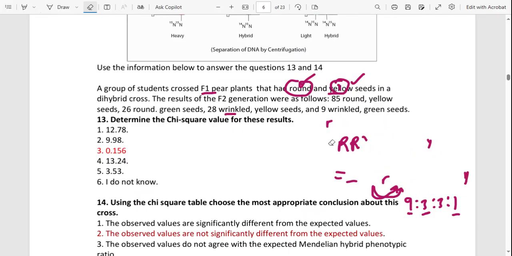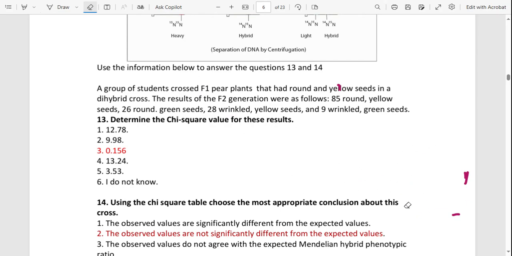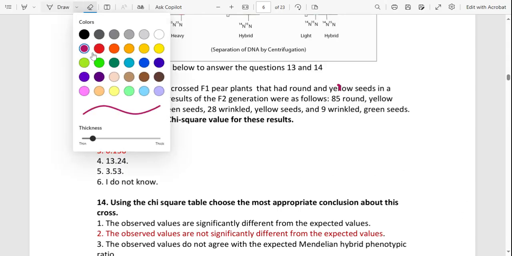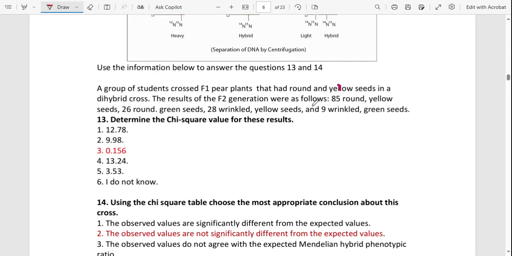Now that we know this Mendelian ratio, we can write the traits and then be able to calculate the chi-square. So if you just know the ratio for the dihybrid cross, there's no need for you to cross. So the first feature we are going to have is those that are yellow and round. So round and yellow.